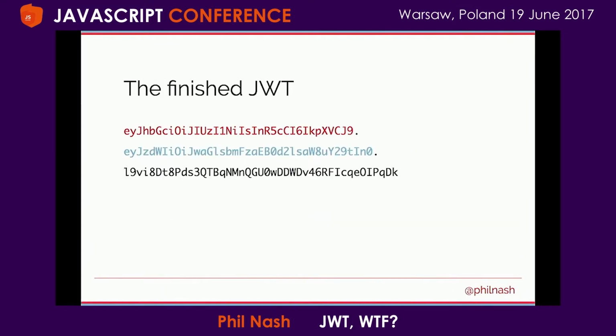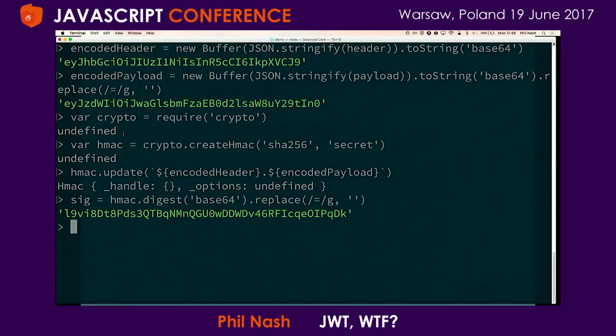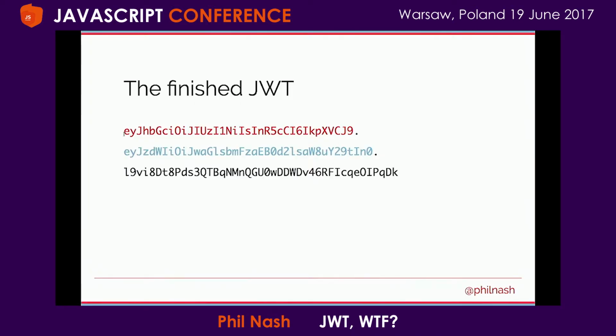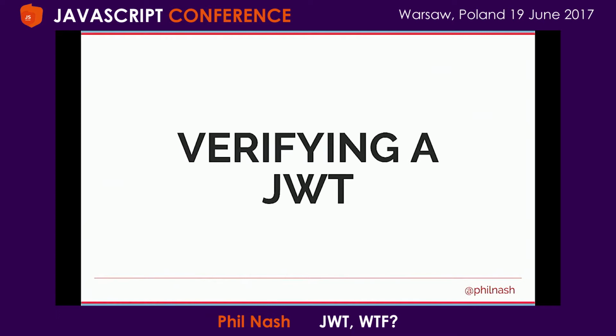That is the code again on the slides, which will be available later. And as you can see, if you check out the start of the signature there, L9VI, we have L9VI here, and it ends in PQDK, which it does over there. So this is our absolute signature. And we've made a JWT. We've made a JWT. I think that's cool. It's really just encoding things and then signing with a particular function and a secret. That's all you need to know. The other side of this, of course, is verifying the JWT.